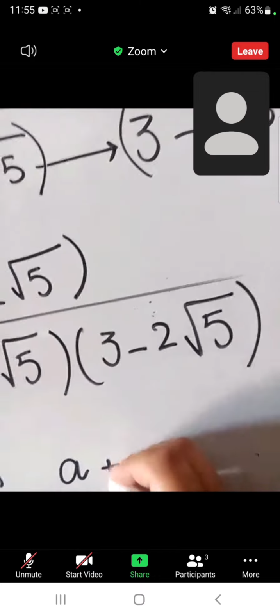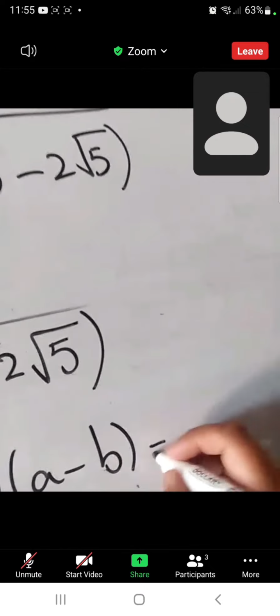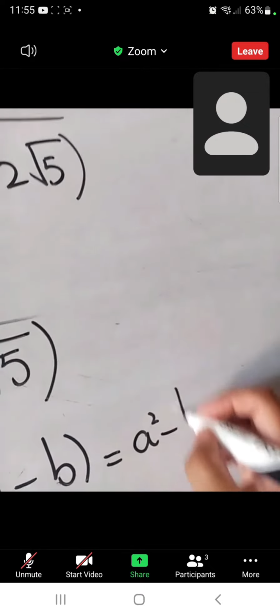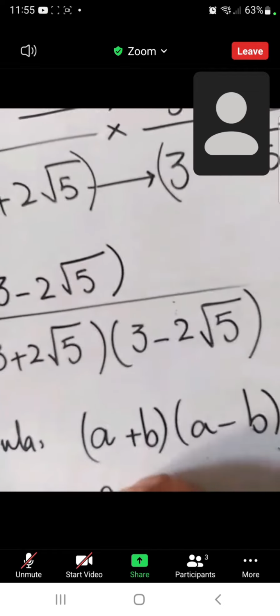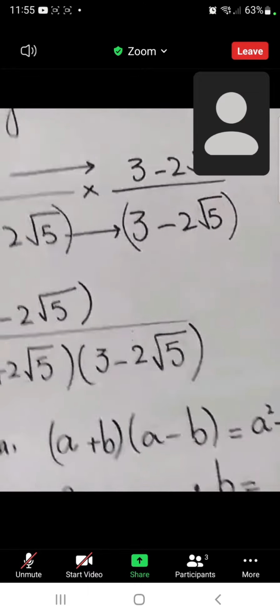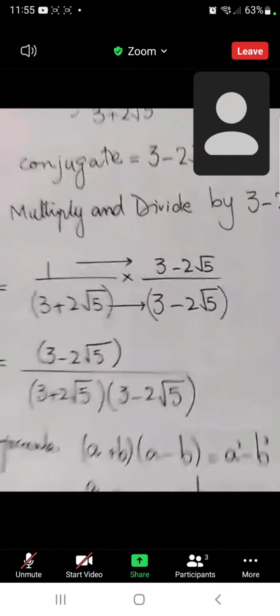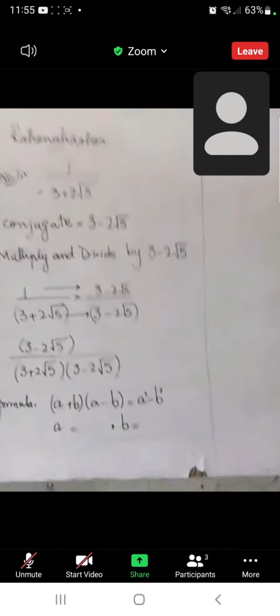Keep in mind that while applying rationalization in the denominator, you must use this formula: a plus b into a minus b is equal to a square minus b square. What is a and what is b? This formula is applicable only to the denominator, and it is always used in the rationalization process.